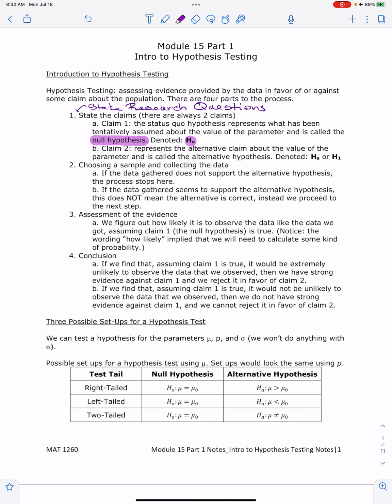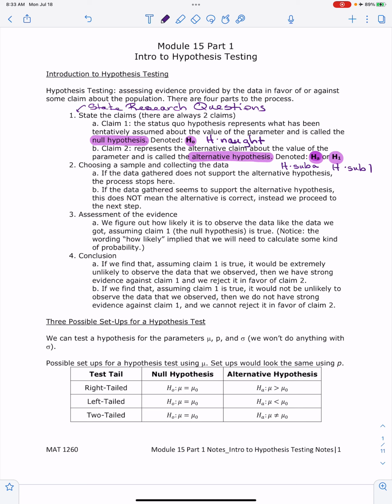And you'll see this H sub 0, which we read as H naught. Naught being the 0, that is our initial status quo situation. The second claim is our alternative hypothesis, either H sub A or H sub 1. That is kind of what we think the data is going to show us, or what we're checking to see if it's true.